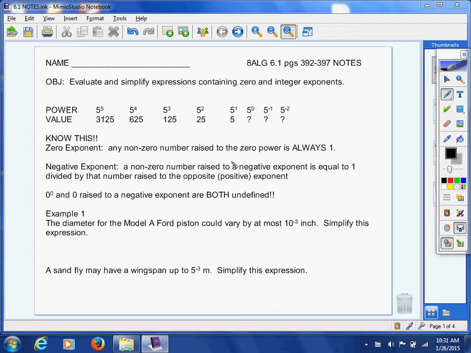Okay, now where I want you to focus your attention is right here on this first line under the objective where I show you the power, and in this case I have 5 to the 5th power. If you have your calculator ready, just to verify my number, do 5 to the 5th, hit enter, and you'll see that it equals 3,125. And that is going to be true for each of these other 5 to the 4, 5 to the 3, 5 to the 2, etc.